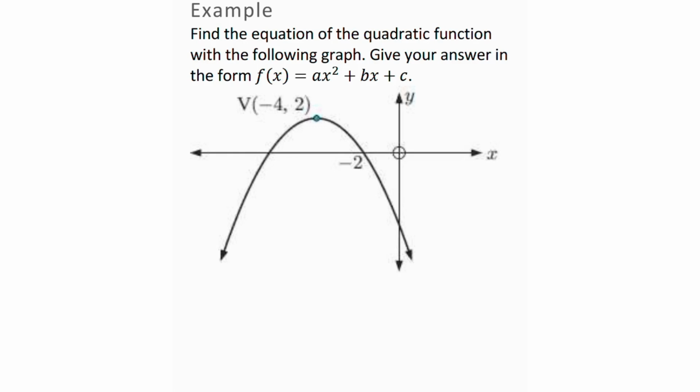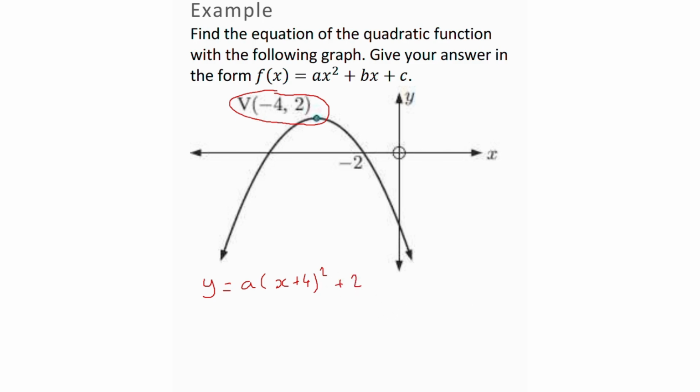Find the equation of the quadratic function shown in the graph and give your answer in general form. So this time we are given the vertex, so I'm going to use vertex form. So y is equal to a(x + 4)² + 2.